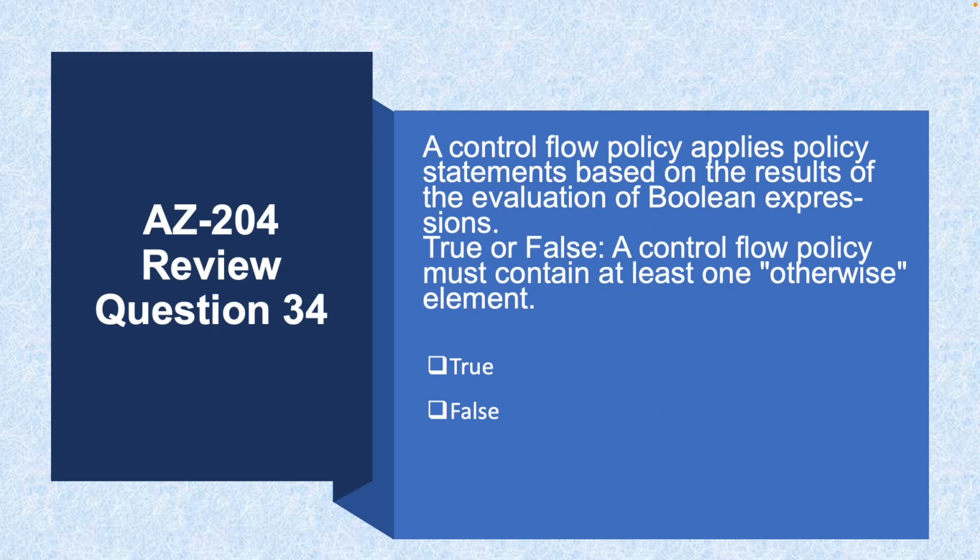Question number 34. A control flow policy applies policy statements based on the results of the evaluation of Boolean expressions. True or false? A control flow policy must contain at least one otherwise element. The statement is false. The control flow policy must contain at least one when element. The otherwise element is optional.